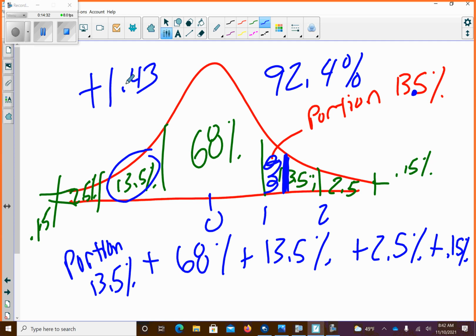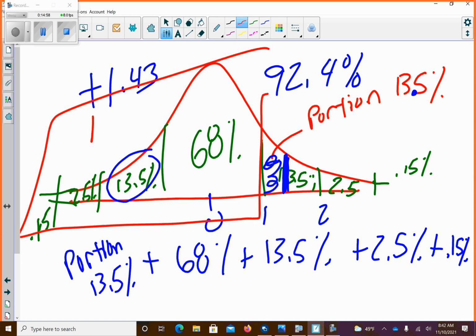I mean, if we go 68 plus 13 gets us up to 81.5, a little bit more than 81.5, you get up to 84.15, and so just this region alone here is greater than 84% of the area. So do we think that this area here could account for another roughly 8% or 7.4%? I think so. I mean, that region's 13.5%.